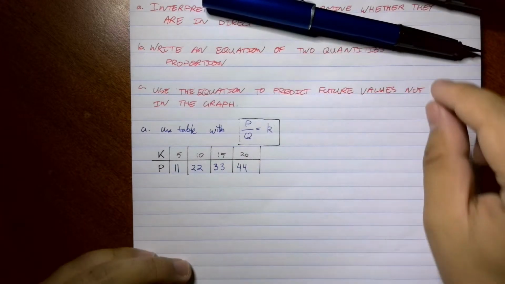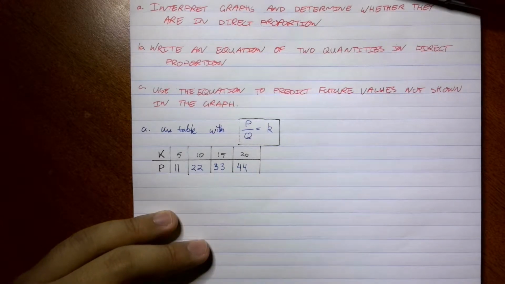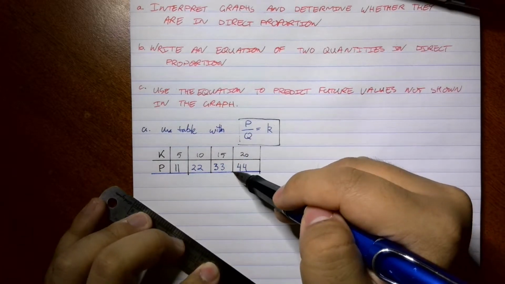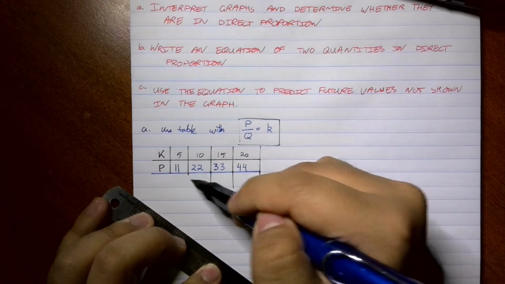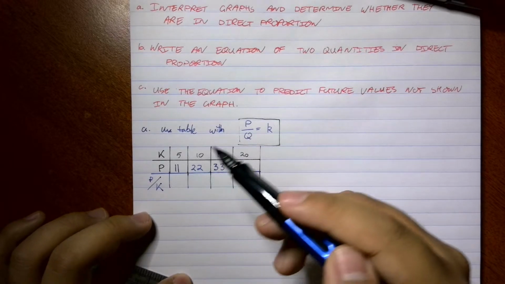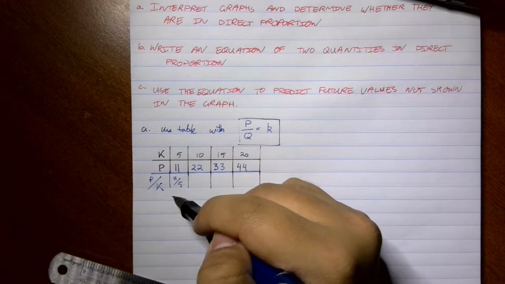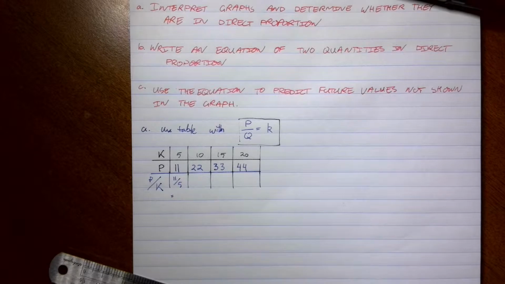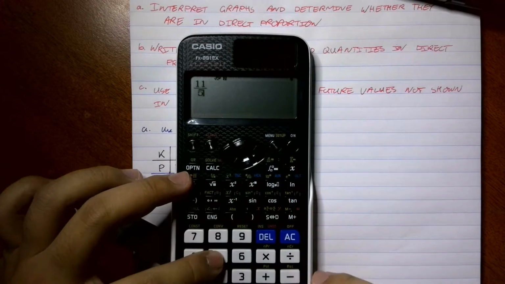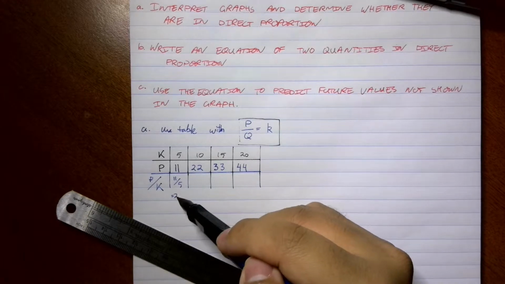So in this one, it's always going to be the second value, P, over K. Let me draw another column here. Let's take a look. It's going to be 11 over 5. If we grab our calculator, 11 over 5 is equal to 2.2. So that's the value we're going to be using, 2.2.